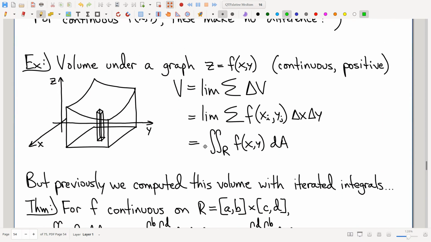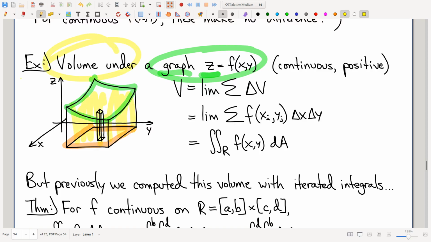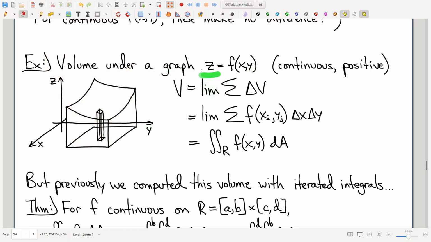Alrighty. Let's see an example of this in action. A question we already know the answer to, but let's do it anyway. Suppose we have a graph. And we're looking at a particular rectangle, and over that rectangle and under that graph, we want to compute the volume. All right, well, again, we already know how to do this, right? An iterated integral would solve this problem. Here, we're going to deal with it differently.